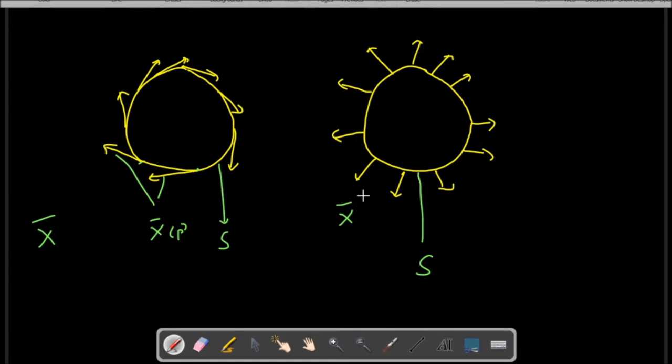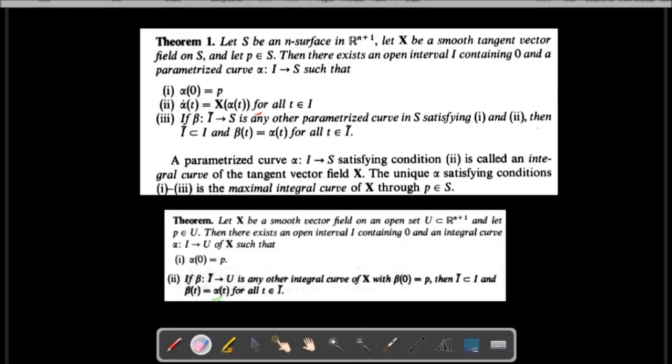Some special types. Now we are going to see a theorem. The theorem says the existence and uniqueness of integral curves on an n-surface. So use the theorem from the previous chapters.